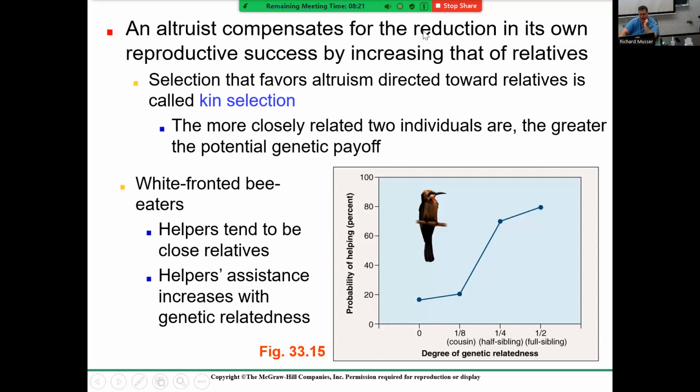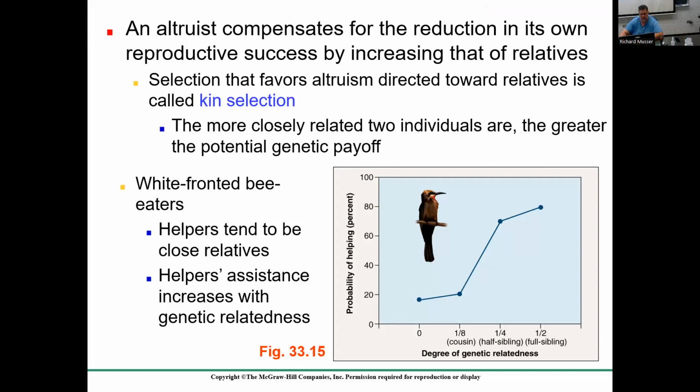So an altruist compensates for a reduction in its own reproductive success by increasing that of its relatives. That's what I was trying to get at with the money and loaning money. So you're more likely to loan money to somebody that's related to you, possibly. And so that's called kin selection. The more closely related two individuals are, the greater the potential for the genetic payoff. So you're more likely to do a favor for your brother or your sister than you are for your cousin. You're more likely to do something for your cousin than a complete stranger, unless there's a reciprocal nature that's going on.